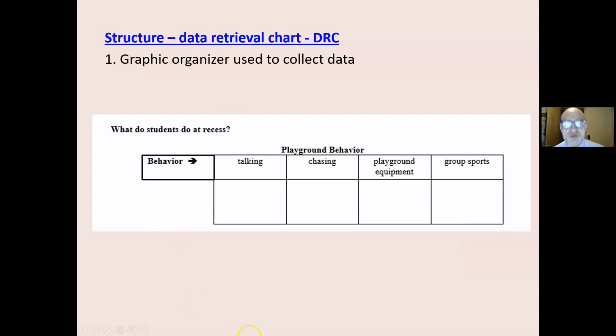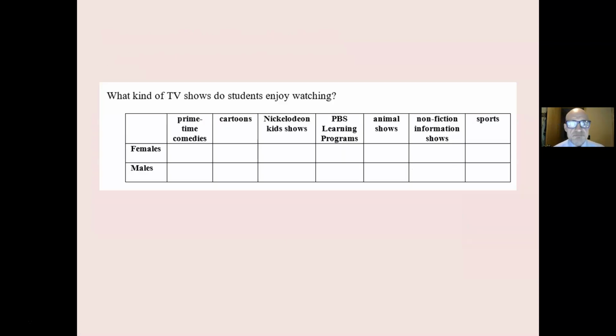And to help students initially, I create this data retrieval chart for them. Here's a 4th grade inquiry project. What do students do at recess? Gave them that chart. They went out, simply made tally marks, gathered the data, brought it in. They were ready to create their lab report.